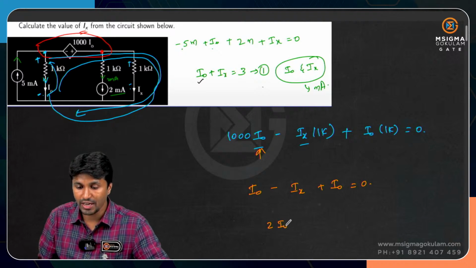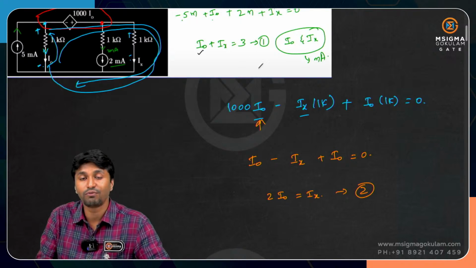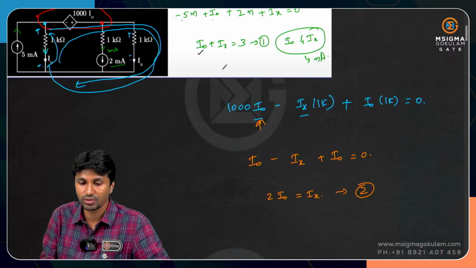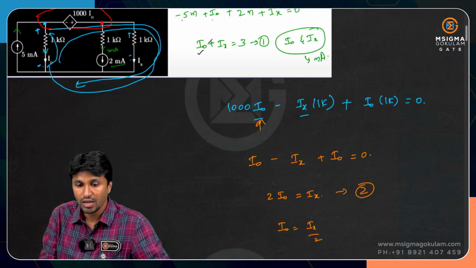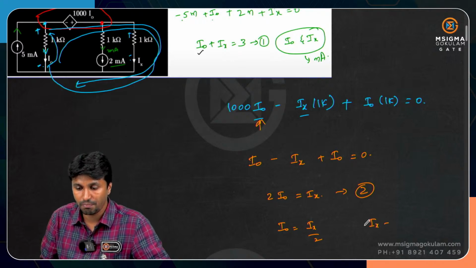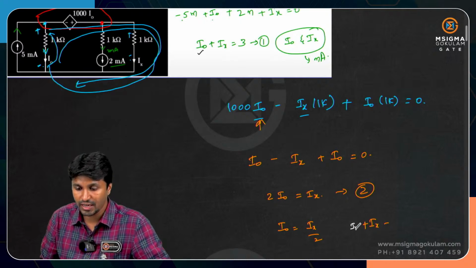So 2 I naught is equal to Ix, so this is your second equation. You have two equations and two unknowns, so eliminate I naught. I naught, I can write it as Ix by 2. So look at this one: Ix plus I naught, which is nothing but Ix by 2, is equal to 3.